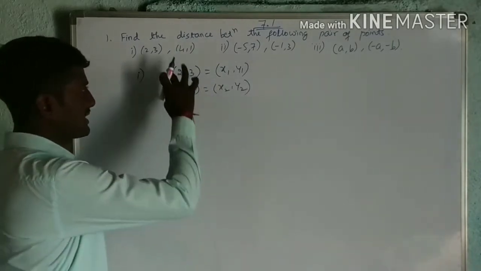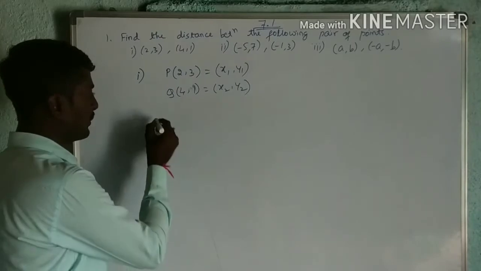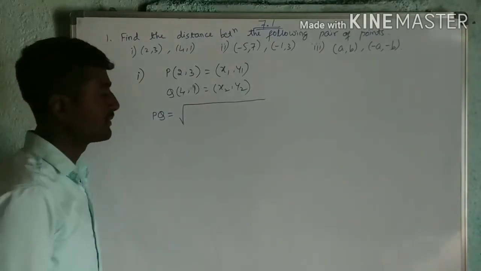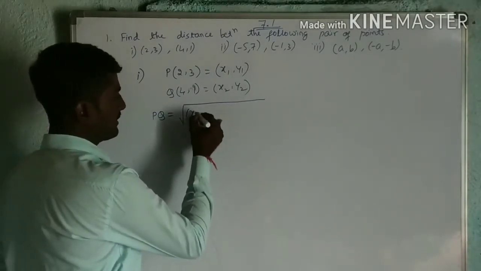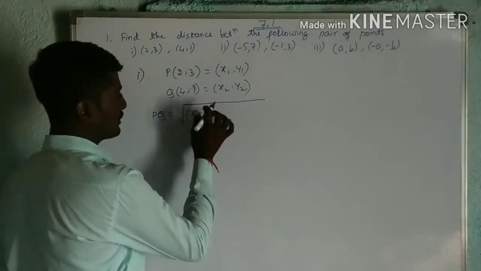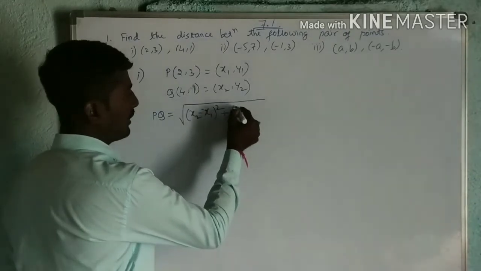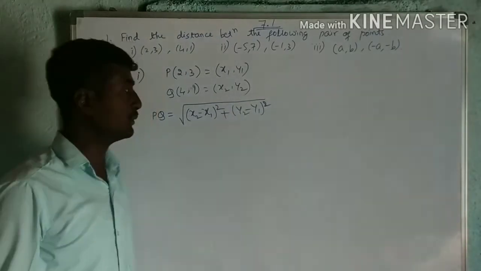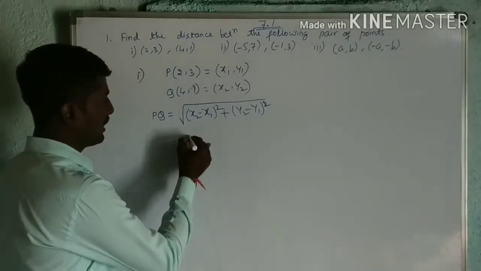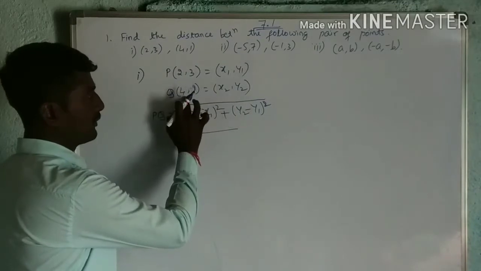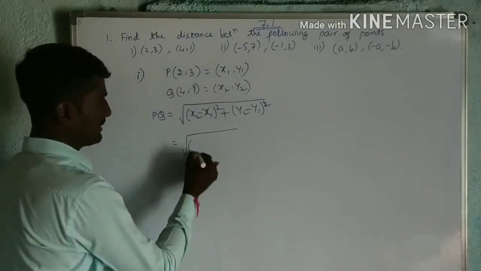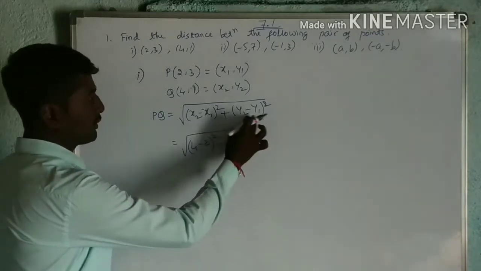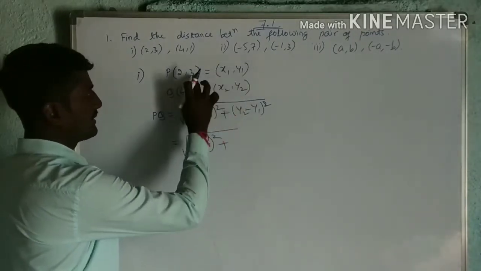Now we have to find the distance between these 2 points, that is PQ. PQ is equal to under root of, first you write the formula first. x2 minus x1 whole square plus y2 minus y1 whole square. Now you substitute the value. Now this is equal to under root of x2 is here 4, x1 is here 2. That is 4 minus 2 square plus y2 minus y1. y2 is here 1, y1 is 3.